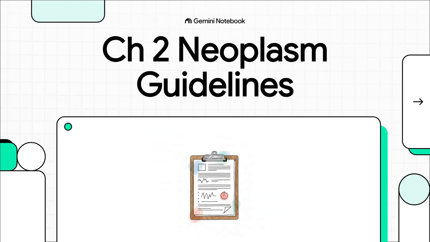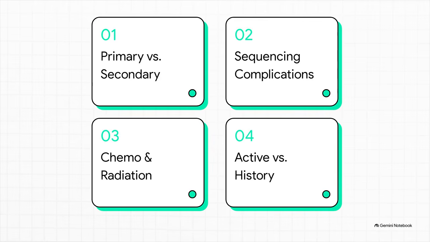We're officially entering Chapter 2 of the CMS ICD-10-CM official guidelines to deliver a zero-fluff, highly actionable masterclass on neoplasm coding laws. Seriously, if you've ever second-guessed which code legally claims that coveted first slot on your claim form, well, this explainer is exactly where you need to be. Here's our roadmap for today. We'll be covering primary versus secondary focus, sequencing complications, chemo and radiation encounters, and active cancer versus history.